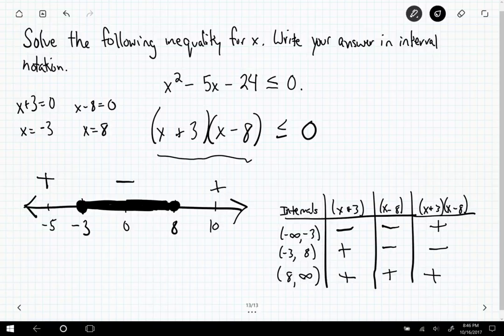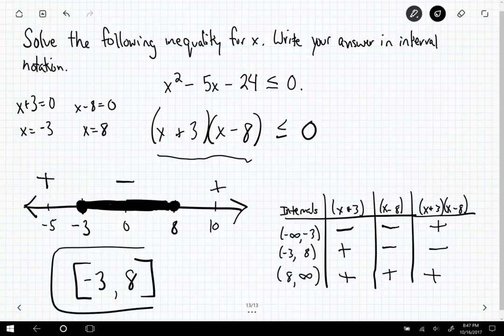Notice we want to include those endpoints. So where do we start? Well, we start with negative 3 because that's the first value, and we're including that with a bracket there. Reason why? Because it can equal 0. Where do we stop? Well, we stop at 8. And then we close that off because that is included as well. So at the end of the day, this is our final answer for our interval. We get the interval from negative 3 to 8 where we're including both of those endpoints.